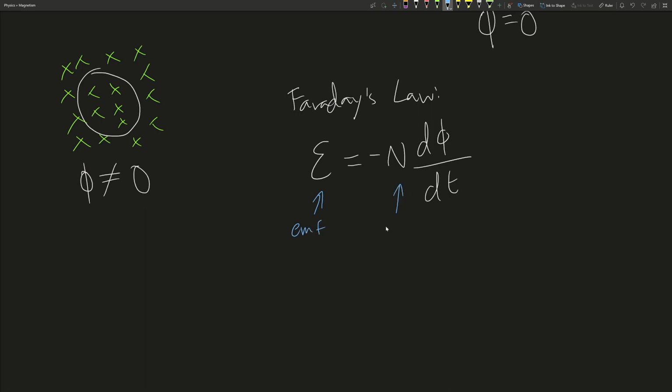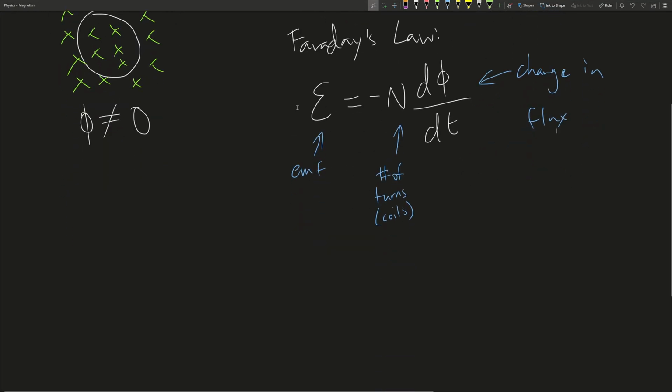And here N is going to be the number of turns, and this is for coils. So N applies to coils. If you have multiple loops of wire right next to each other or on top of each other, then N is the number of turns. We'll explain why this is here later. And then this is the time derivative of flux, or change in flux over change in time. And so we see that from Faraday's law, a change in flux produces an EMF.